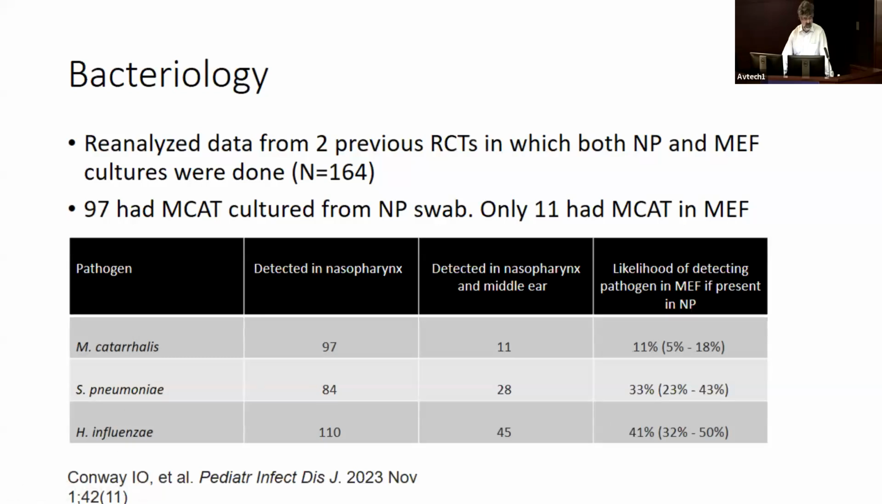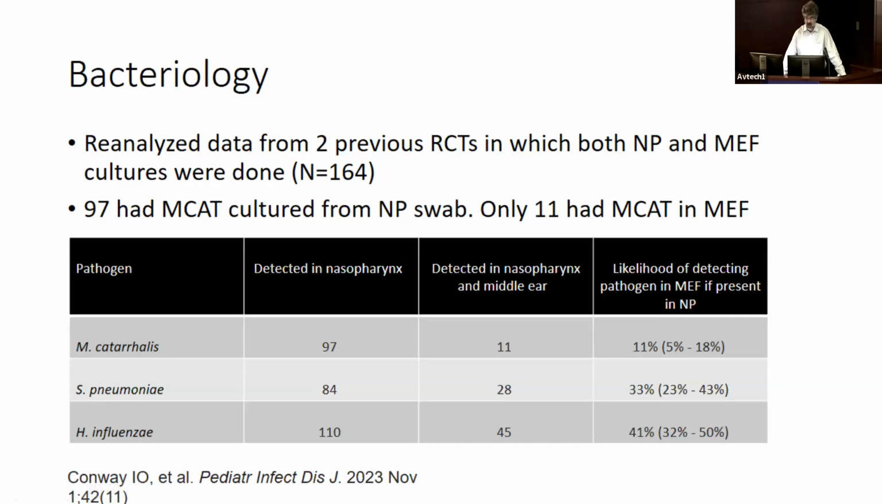So as you can see in the first column here, out of the 164 children we had, 97 of them had Moraxella in their nose, but only 11 had it in their ear. So many children are colonized with Moraxella, but it doesn't seem to make it to the ear so often. Whereas strep pneumo and H flu were also frequently found in the nose, but more frequently found in the ear. So our conclusion from this was Moraxella is often in the nose, but it doesn't seem to be able to compete in the ear.